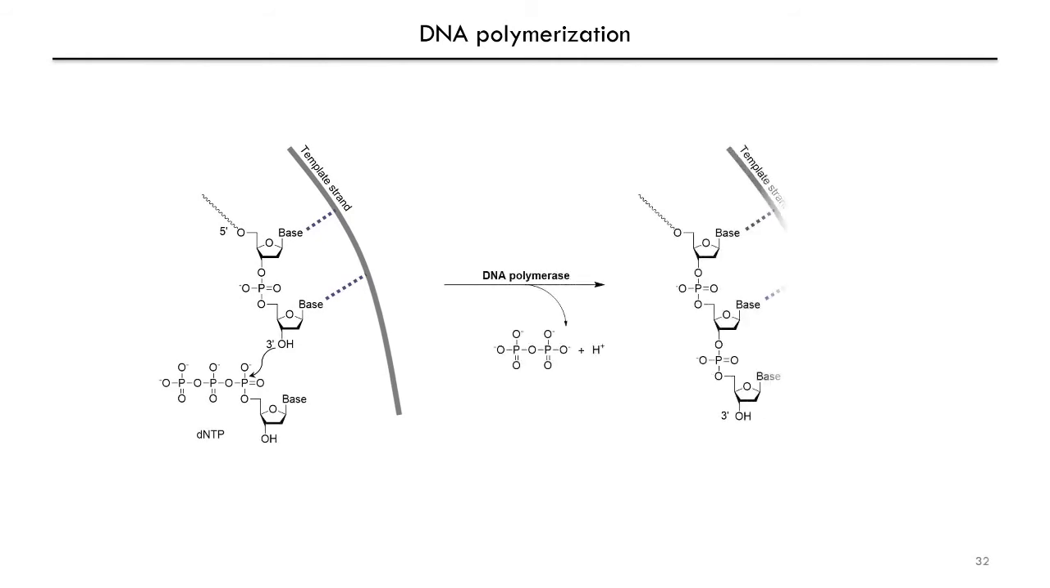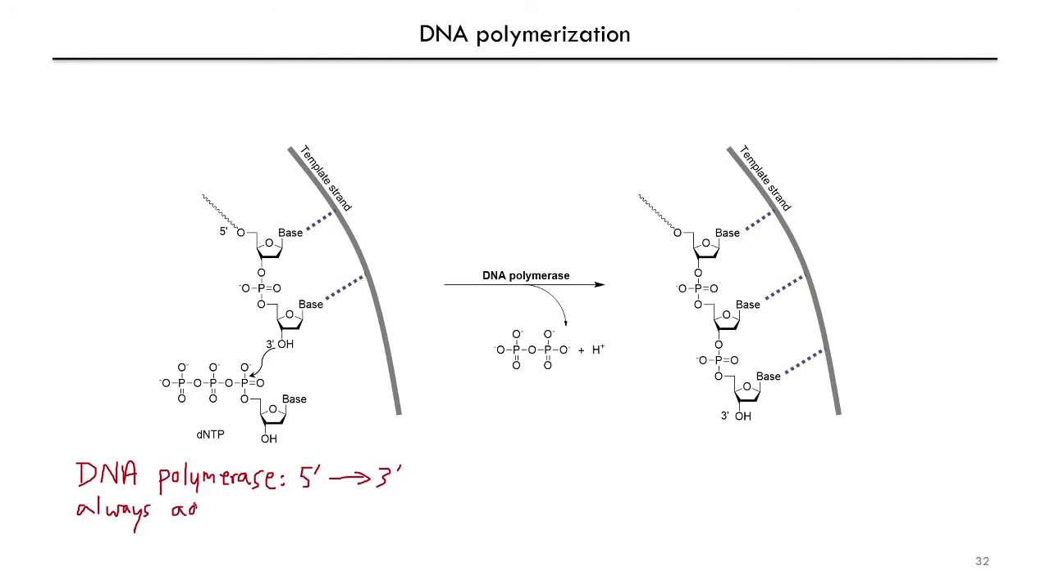The addition of nucleotides continues in this fashion. It is very, very important to remember that DNA polymerization occurs from the 5' end to the 3' end. DNA polymerase always synthesizes DNA from 5' to 3', and each nucleotide is added to the 3' hydroxyl of the growing strand.